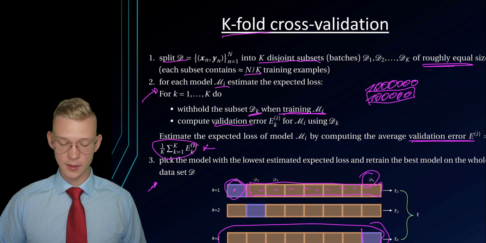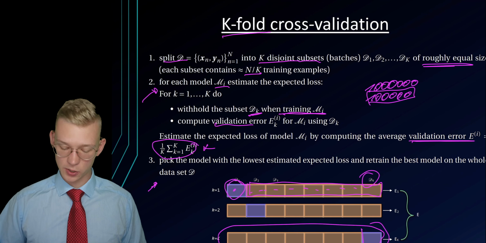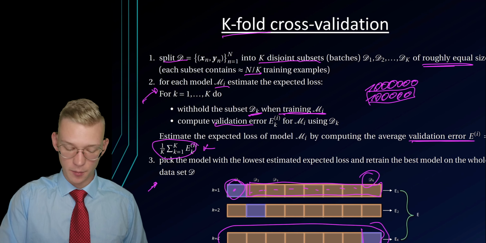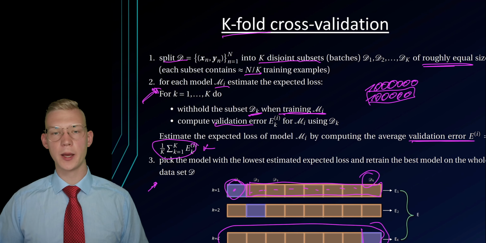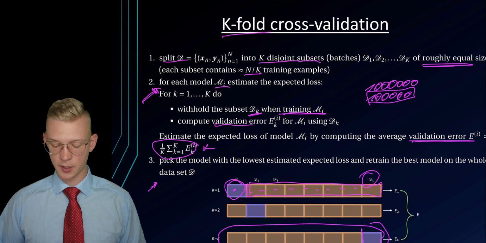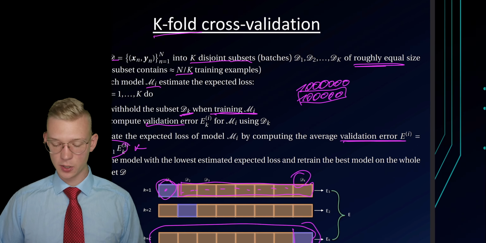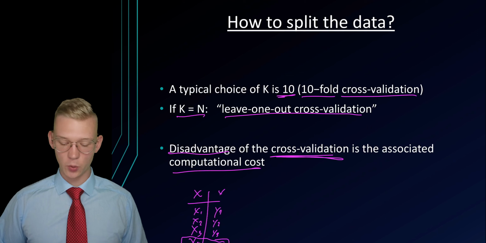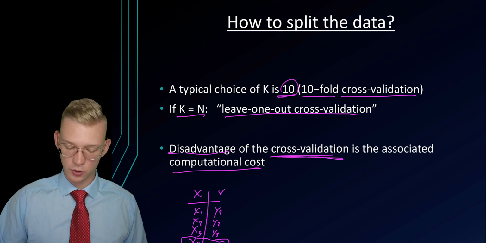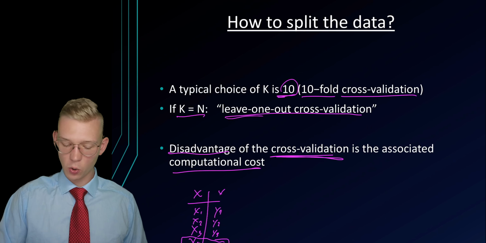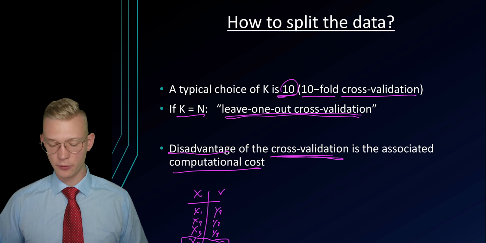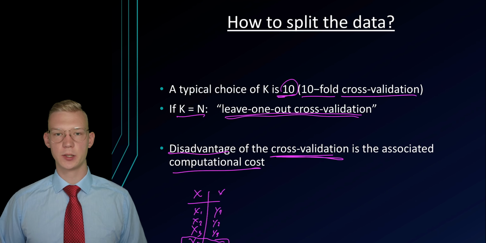This is called cross-validation, where we also compared the different models. So we can do that for one model and we can do that for many models and get an accurate prediction of our expected loss. And we talked about how we can split the data, where we have the typical choice of k equal to 10 or the very, very expensive case of leave-one-out cross-validation.